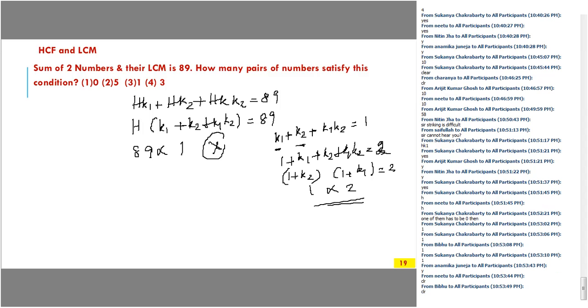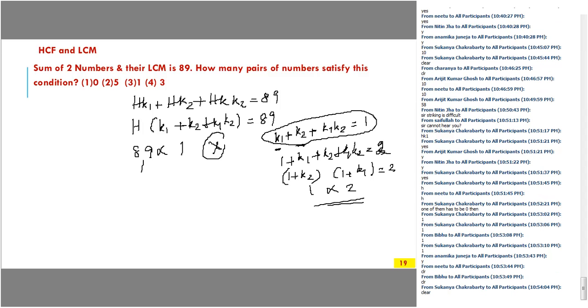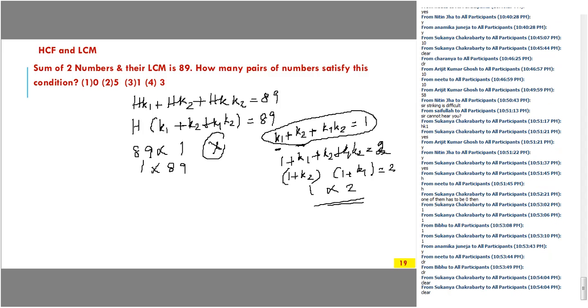So converting a sum as a product is an important aspect of solving a question. Any sum should be converted as a product. Are we clear? How many clear? 89 into 1 is not possible. Is 1 into 89 possible or not?